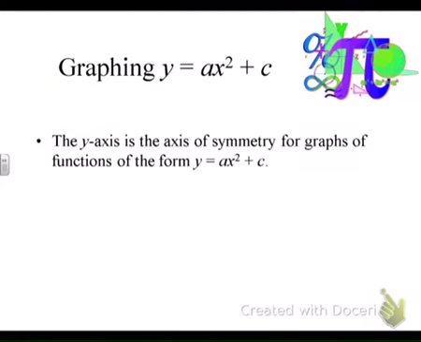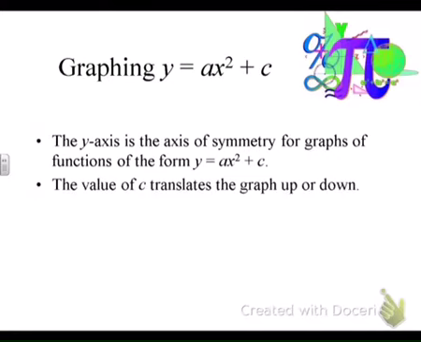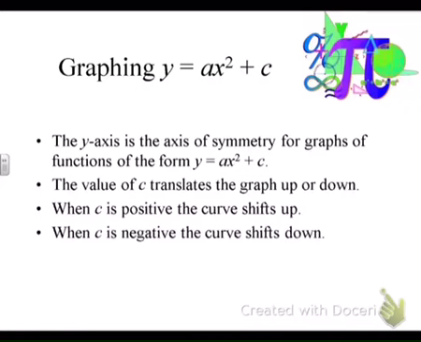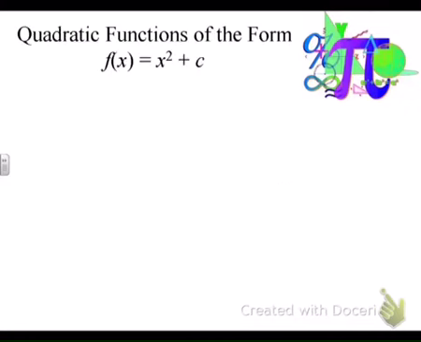Okay, so if I want to graph y equals ax squared plus c, the y-axis is the axis of symmetry for graphs of functions of the form y equals ax squared plus c. The value of c just translates that graph up or down. We know the parent function passes through the origin 0, 0. So if we have this plus c out here, it's going to move my graph up or down. When c is a positive number, it shifts my graph up. But when c is negative, it shifts it down that number of units.